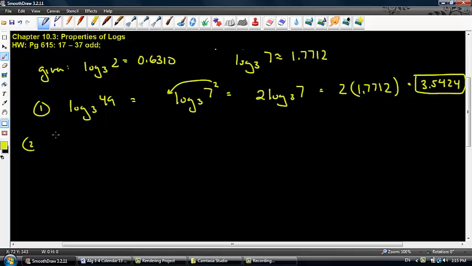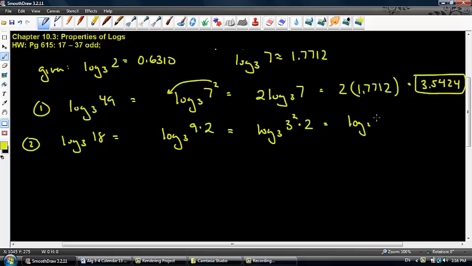And next on the agenda is going to be log base 3 of 18. Well, I can go ahead and use a couple of properties of logarithms here. I can say log base 3 of, say, 9 times 2. Well, that's log base 3 of 3 squared times 2. Now I can separate this again. Log base 3 of 3 squared plus log base 3 of 2.